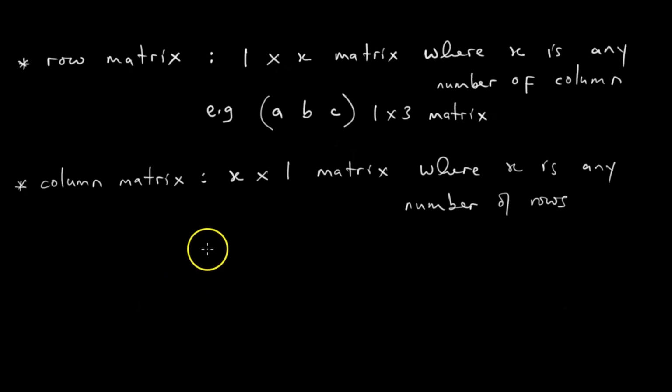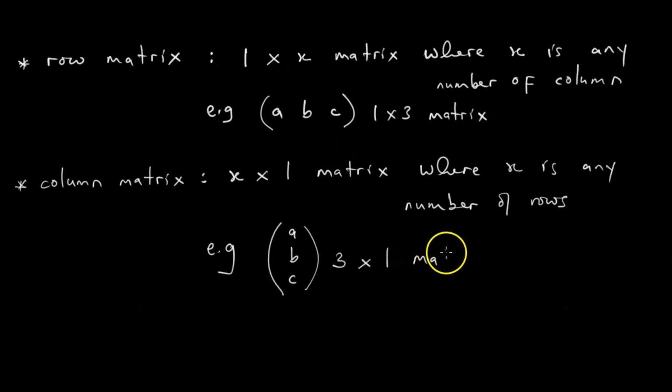An example would be A, B, C, like this. As you can see, how many rows do we have? 1, 2, 3. We have 3 rows by how many columns? Only 1. So that's a 3 by 1 matrix. It's called a column matrix because we are having only one column but several rows. That is what is happening there. So we have defined a row matrix. We have defined a column matrix.